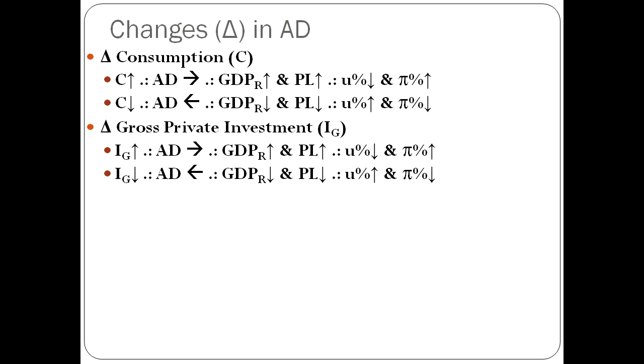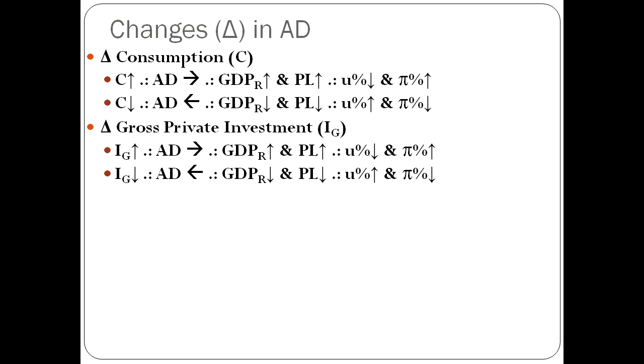Then let's look at gross private investment going down. So gross private investment went down, which implies that aggregate demand shifts to the left, which implies that real GDP fell, price level fell, which implies that the unemployment rate went up and the inflation rate went down. That's pretty much the same as the second line when consumption went down. Because when gross private investment goes down, that means aggregate demand is going to shift to the left. Whenever aggregate demand shifts to the left, real GDP is going to fall, price level is going to fall, which implies that unemployment is going to go up and inflation is going to go down.